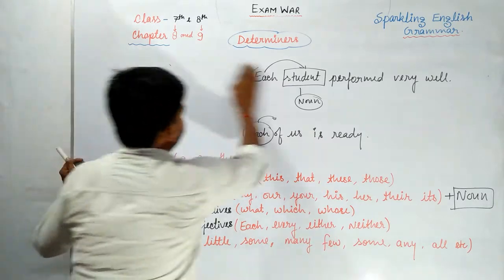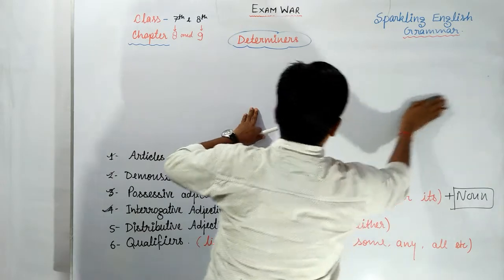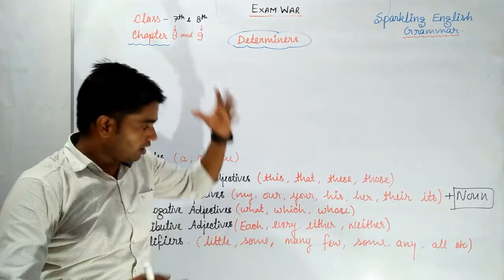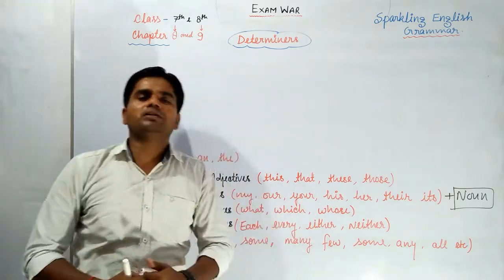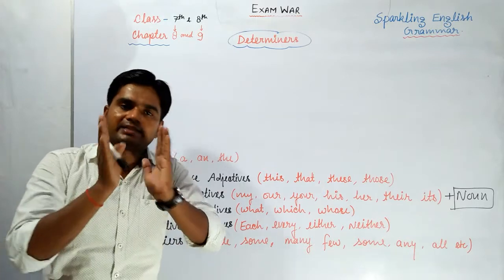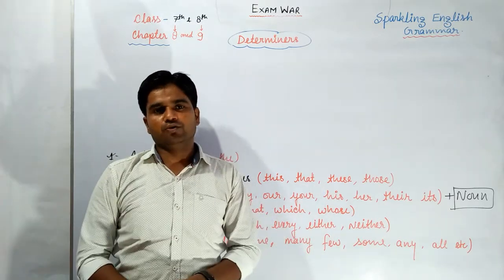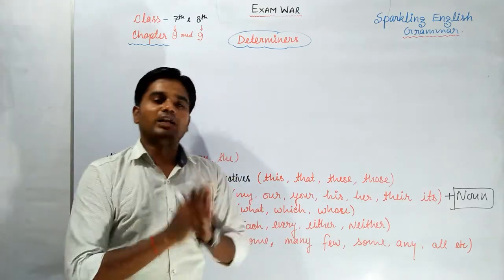Next one is qualifiers. Dear students: little, some, many, few, any, all, none. These words are qualifiers as they qualify a noun. They determine the number of a noun. They tell us something about a noun. That's why they are called qualifiers.